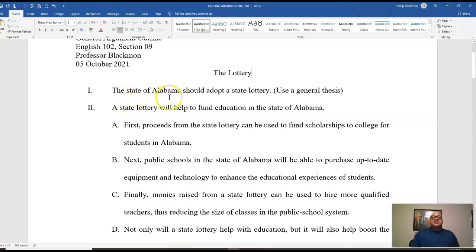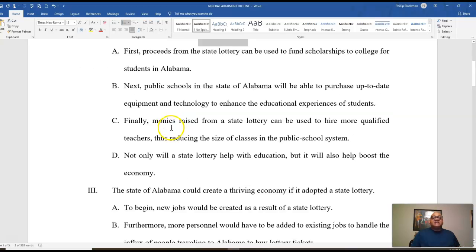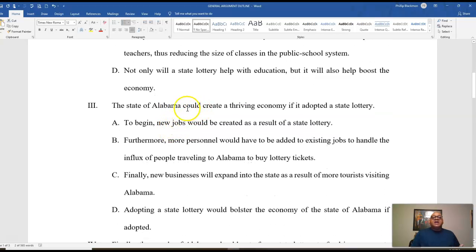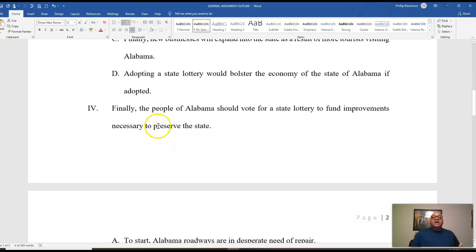So my thesis, the state of Alabama should adopt a state lottery. Give me 3 good reasons. A state lottery will help to fund education in the state of Alabama. Complete sentence. The state of Alabama could create a thriving economy if it adopted a state lottery. And finally, the people of Alabama should vote for a state lottery to fund improvements necessary to preserve the state.